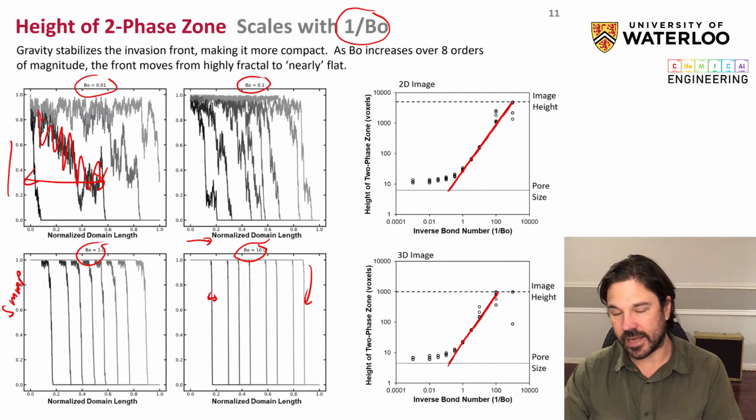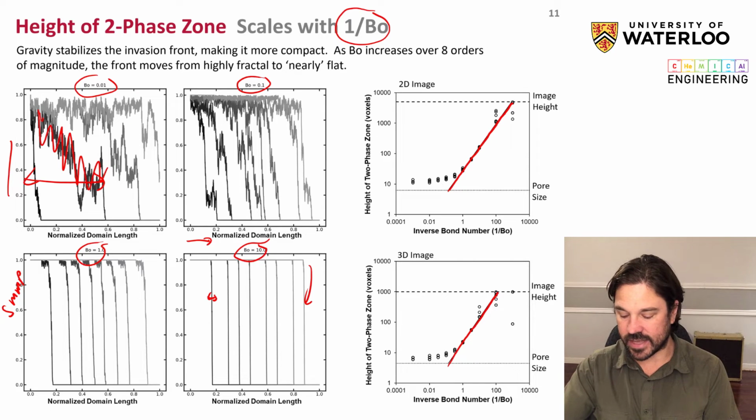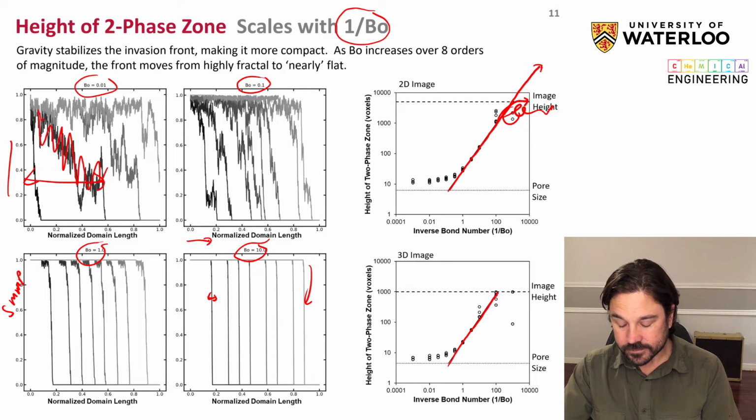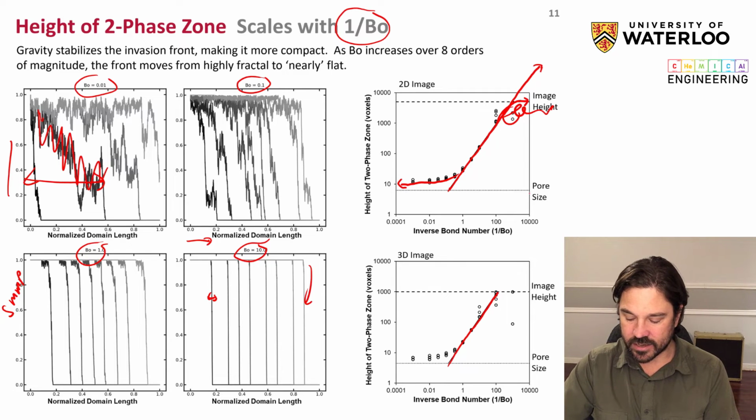There are two end cases that need to be looked at. Once you reach the height of the image, you don't get any two-phase zones that are bigger than that, so there's a plateau here. If the image was larger, this line would continue indefinitely, as long as your image could accommodate all of the two-phase zone. Down here, however, it needs a little bit more thought. You'll notice it plateauing at about 10 voxels. This line indicates the mean or characteristic pore size.